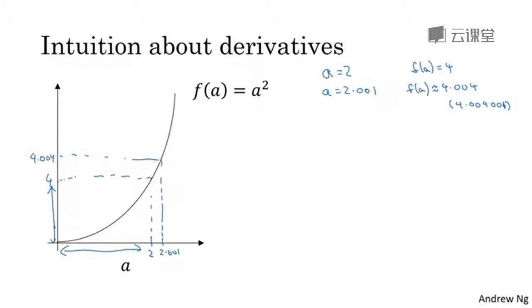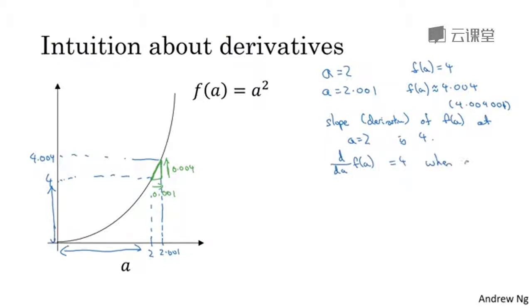So if you draw this little triangle again, what this means is that if I nudge a to the right by 0.001, f of a goes up 4 times as much, by 0.004. So in the language of calculus, we say that the slope, that is the derivative of f of a at a equals 2, is 4. Or to write this out with our calculus notation, we say that d/da of f of a is equal to 4 when a is equal to 2.